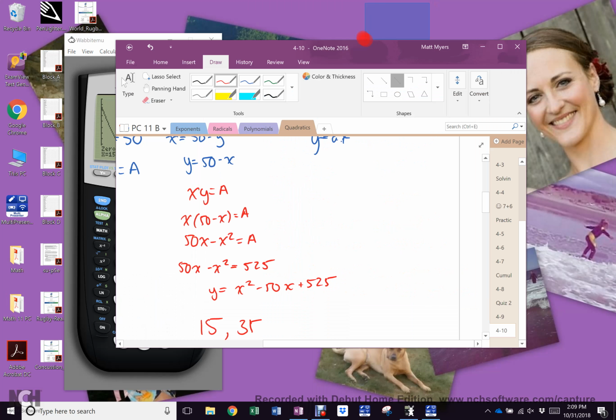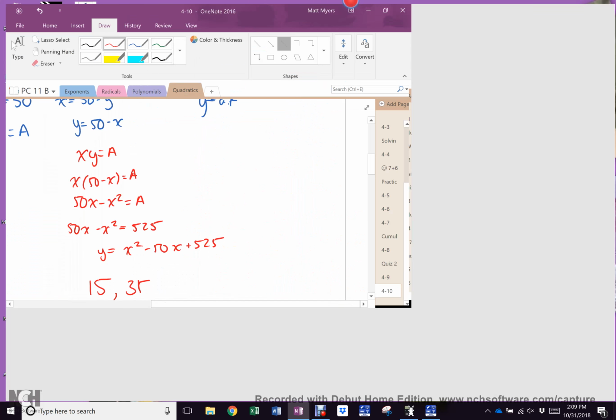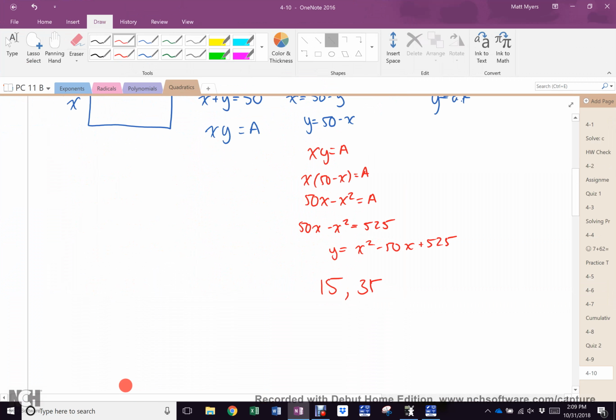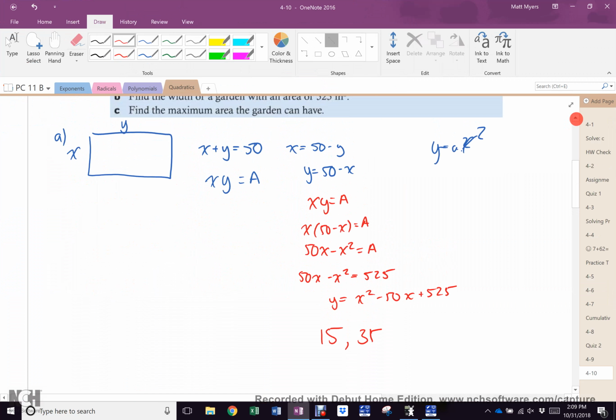Now, what does that tell me? That tells me x can be 5 or 35, correct? If x is 15, then what's y? 35. 15 and 35 is 50. That's 100. Or, if I make x 35, then y is 15. And I have my answers. Everybody cool?